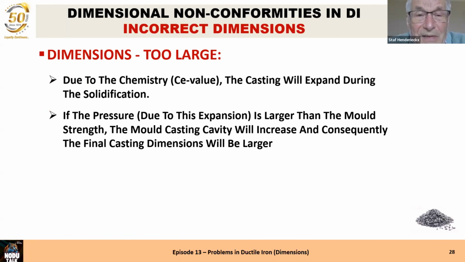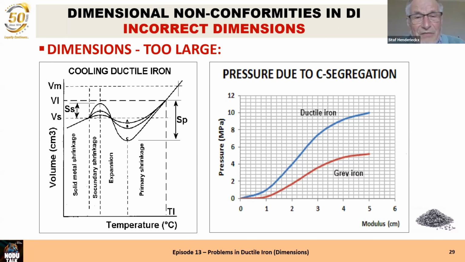Due to the chemistry, that's the CE value, the iron will expand during the solidification. If this expansion gives a big pressure that is larger than the mold strength, the mold casting cavity will increase, and consequently the final casting dimensions will be larger. So we must see what the expansion is that we can get, and secondly, what the strength of the mold is.